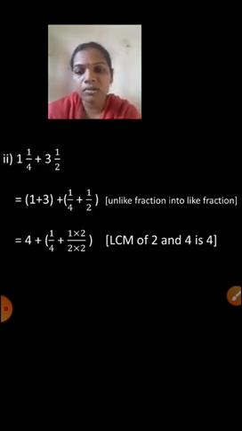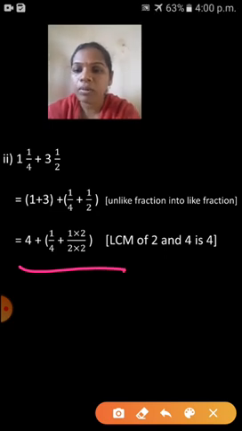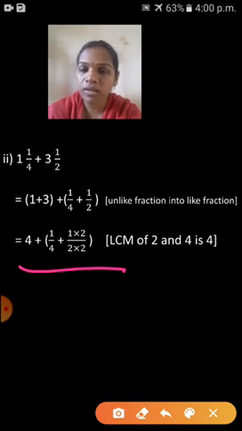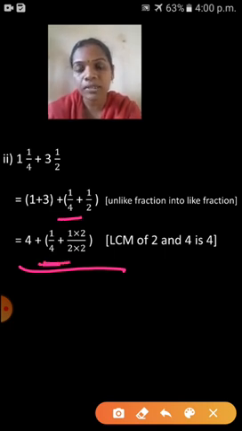Yes, this step you have to see. This step is 4 plus 1 upon 4. Here the LCM is what? 4. So which number will come as the denominator? Yes, 4 only will come. So 4 here, and 1 upon 4. That same fraction I have written here, because we want 4 only as the denominator.